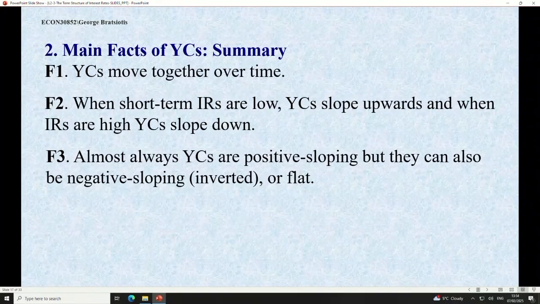Fine. Fact three, almost always, but not always, almost always, yield curves are positive sloping. But they can also be negative sloping, which is what we call inverted, or flat. But when you look at the very, very long-term structure, in other words, the 50-year bond, usually you would expect them to be upward sloping, right? Now, if you look at the 10-year, it may not be. But if you look at very long-term maturities, then you would expect them to be almost always positive sloping.